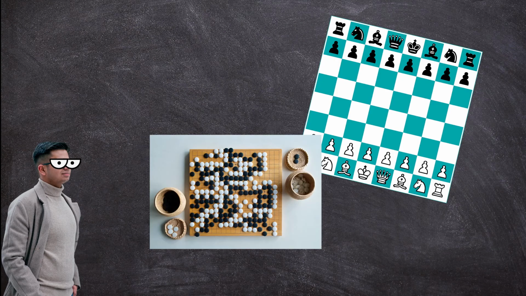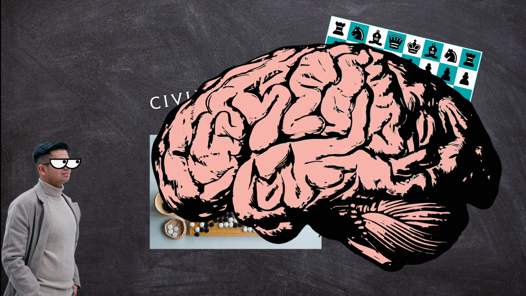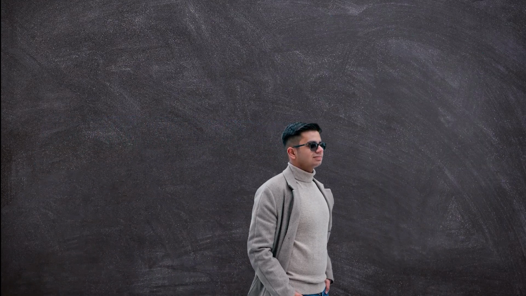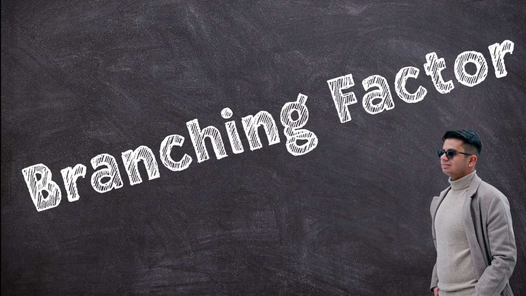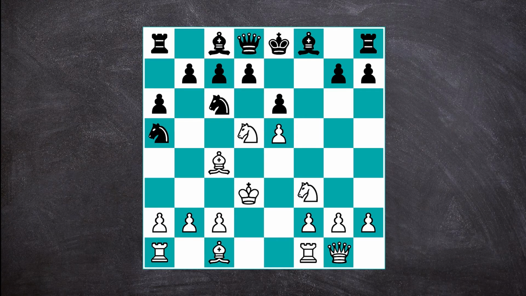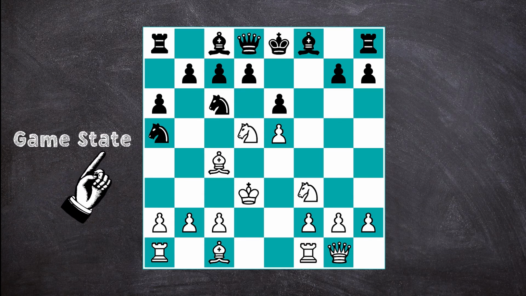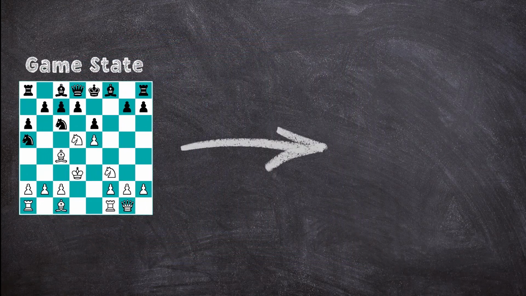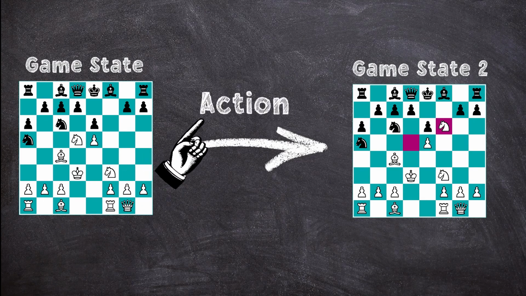The problem with strategy games is that, well, they're complex. To understand why, we're going to need to understand what the branching factor of a game is. Let's take a game of chess as an example. The situation you see on this board of chess, let's call a game state. In order to move from one game state to another, we perform actions.